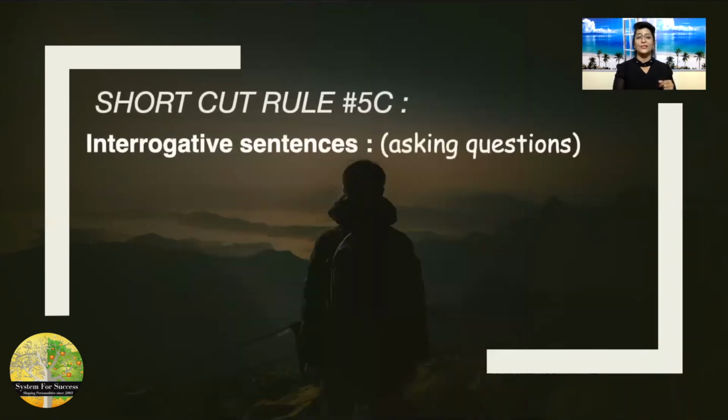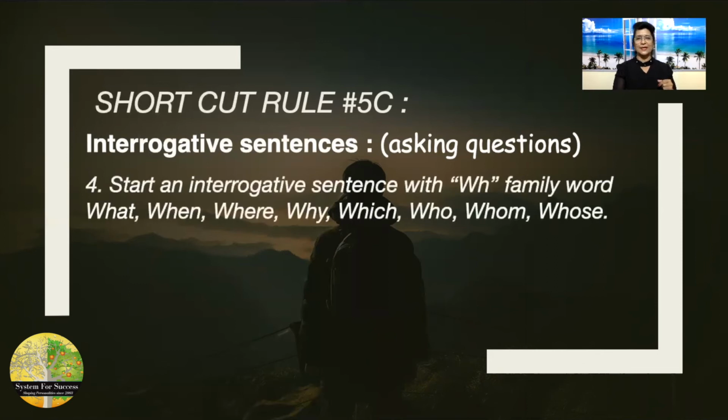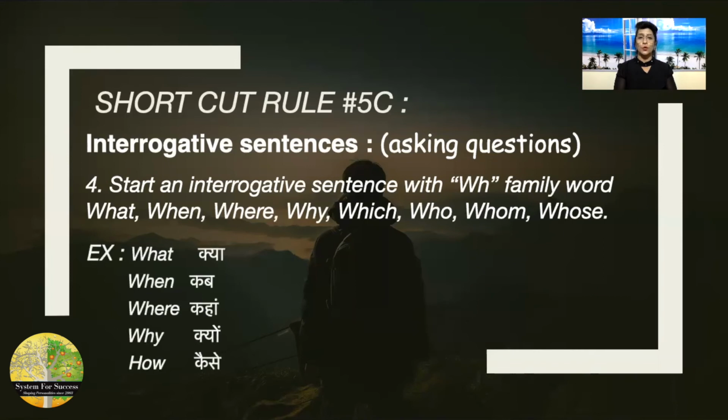Once again, an extension to the rule number 5, interrogative sentences. This time there is another one category. Again, it is all about interrogative sentences. See, आपके पास एक और बहुत simple और easy तरीका है to start with WH family word. Some examples are what, when, where, why, which, who, whom, whose. What means क्या?